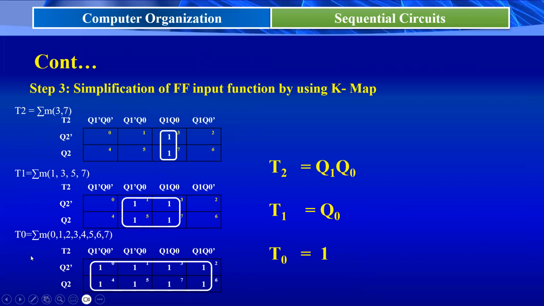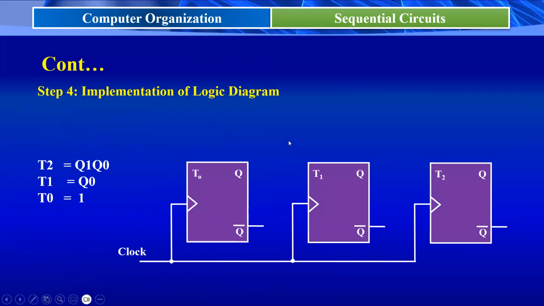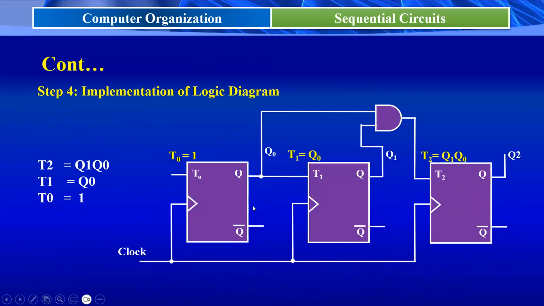For the T0 case, my min terms are 0 to 7. So all the cells are filled with 1. These are forming as one group. All these are the min terms, so the min term value is 1. So that 1 plus 1 plus 1 is equivalent to 1. So the T0 value is equal to 1. Now, with the help of these flip-flop input expressions, we are going to design the logic diagram. See here, friends, this is the logic diagram for our 3-bit synchronous counter.